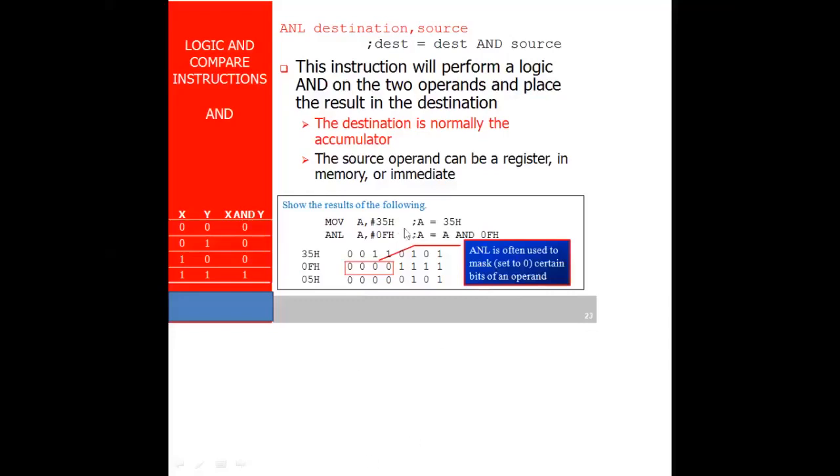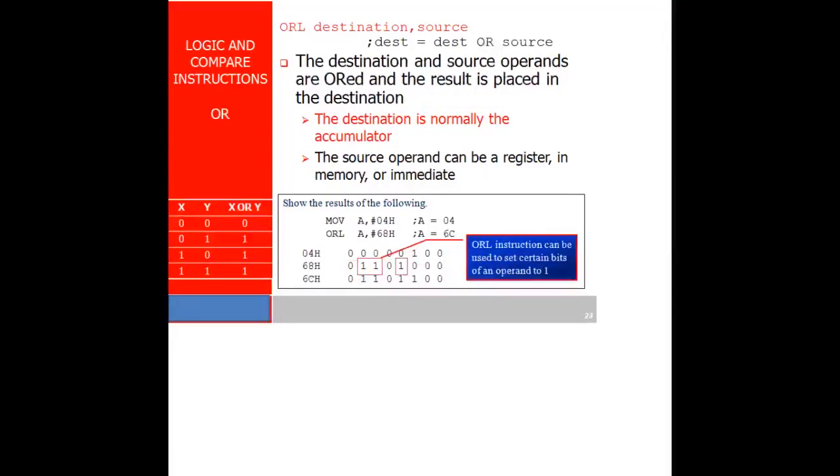Now let us check these instructions. MOV A, #35H. So 35 will be loaded inside the accumulator. After that, we perform the operation ANL A, #0FH, so the accumulator will be ANDed with the immediate value 0FH. Okay, so you write the binary form of that hex number, 35H, then 0FH. You see that the 0 will be ANDed with this 1. So the ANL operation is performed to mask certain bits of the operands. Okay, so finally the result will be 05H. So 0, then 5. So we can mask these bits.